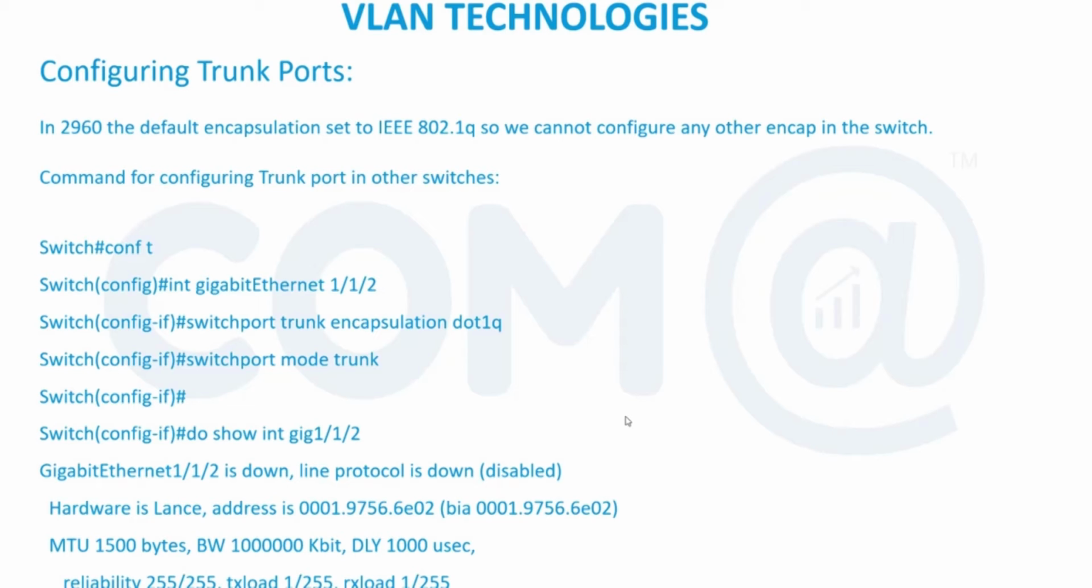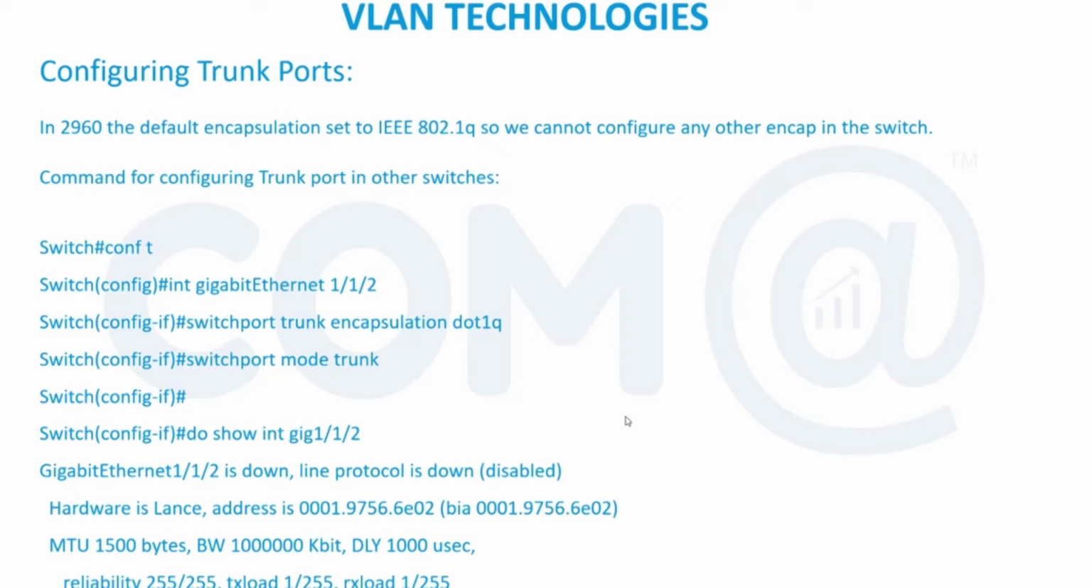So how to configure the trunk port? In case of the 2960 switch, we will be using the 802.1Q encapsulation. We cannot configure any other encapsulation in the switch, so that is very specific to this particular switch. So how to configure the trunk ports?